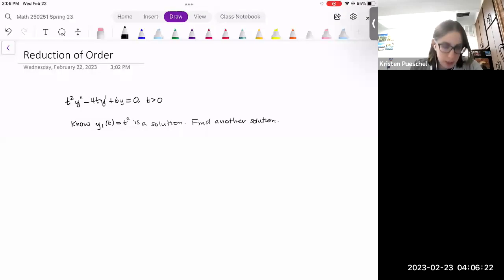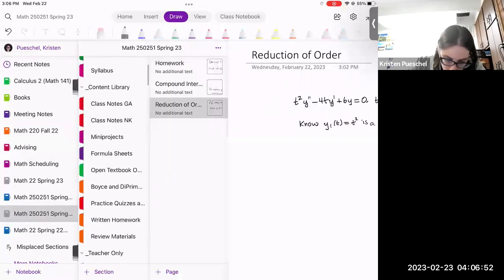All right, so we are going to be practicing reduction of order. In this type of problem, we're given a differential equation and we're also given one solution. And our goal is to find a second solution. These two solutions will make up our fundamental set of solutions, and we'll be able to build all of the others from those two.